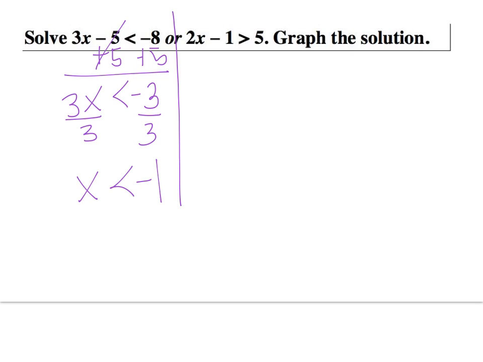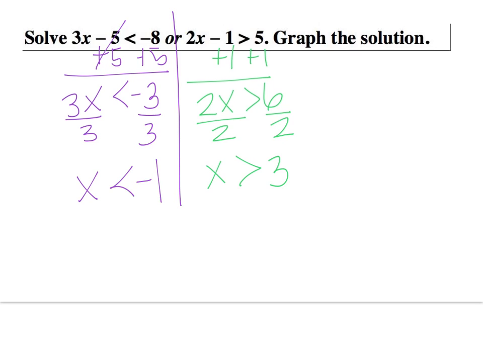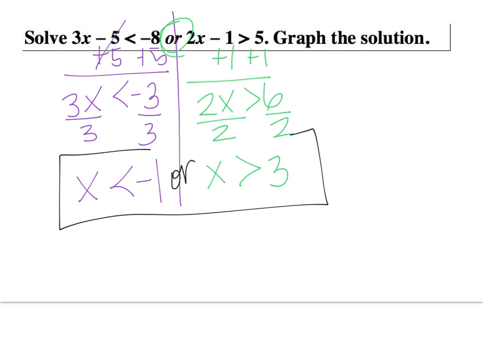Now I'm going to do the other side. So I'm going to solve for x, and I'm going to add 1. And I get 2x is greater than 6. Divide by 2. And I get x is greater than 3. And because this is an or, I am going to bring that or word down. So I have x is less than -1, or x is greater than 3. And now I'm going to graph those.